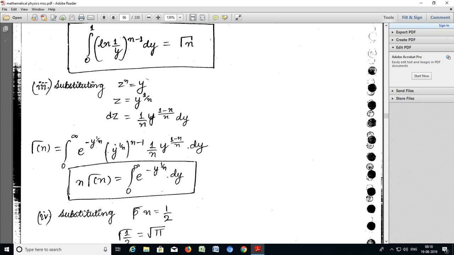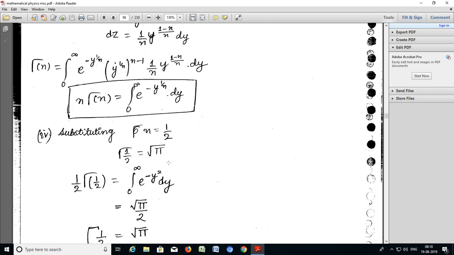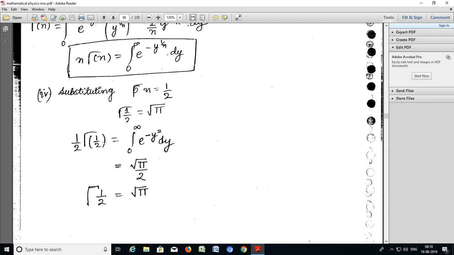Now if you substitute z to the power n equal to y, we get z is equal to y raised to 1 over n. Dz is 1 over n, y raised to the power, this term after differentiating. Putting the value in gamma, the integral from 0 to infinity of e to the power minus y, 1 over n, and this whole term as it is. So if you take n to the left side, n gamma n is the integral from 0 to infinity of e to the power minus y raised to the power 1 over n dy.